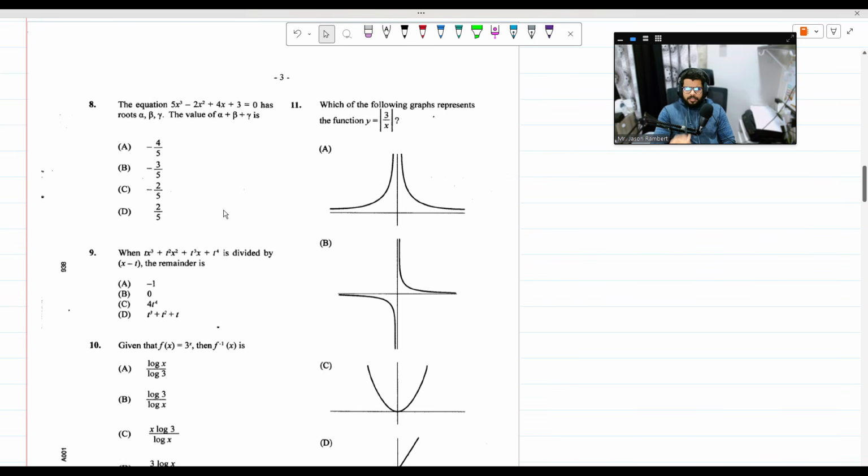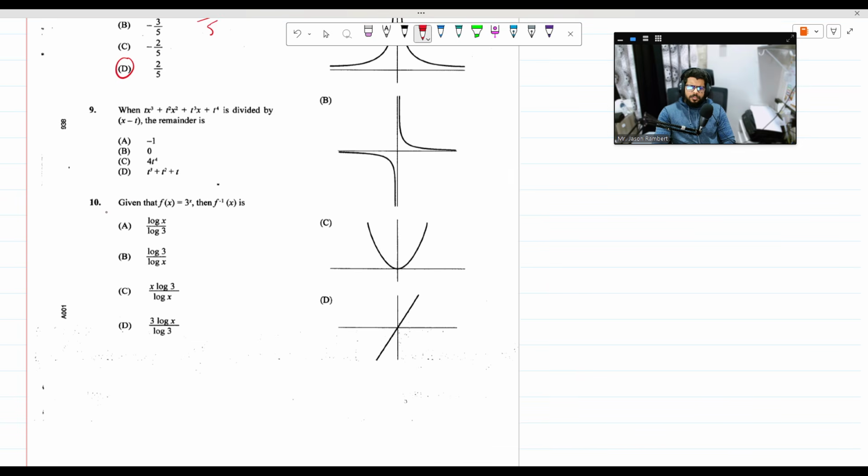Alpha plus beta plus gamma is minus 2 over 5, which is 2 over 5. 40 to the power 4. This one, I remember when I did this one, I used ln, and I told you guys, hey, you could use log or ln, it doesn't matter.